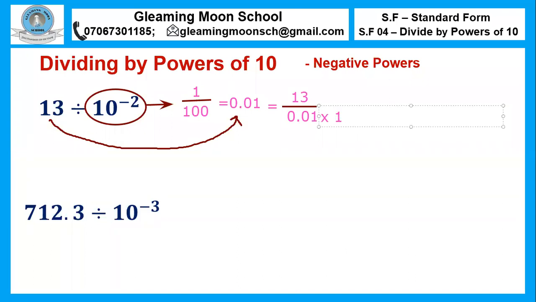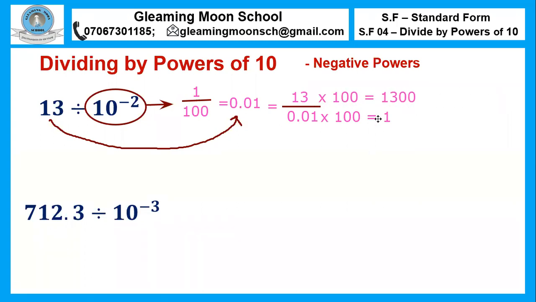and how many zeros? 2 zeros, because there are 2 digits. So that is multiplied by 100. If we multiply 0.01 by 100, what does that give us? 1. Okay? And remember, to balance it up, we do exactly the same thing to the number above, the numerator. So we do times 100. So 13 times 100 is definitely going to give us 1300.